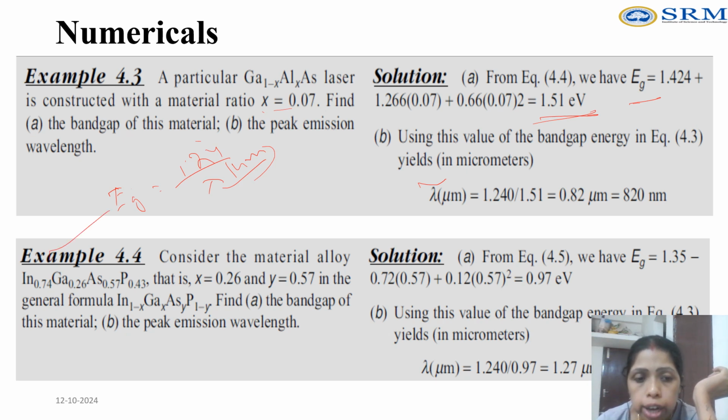The same way you can also solve this equation, that is for x, this different equation. Here x is also given, y is also given. So there is a relationship between y and x, and again there is one relationship between x, y and the Eg. So from these two equations you can get the value of Eg, and again Eg is equal to 1.24 by lambda. By using this equation you can get the emission wavelength. So I am not elaborately describing this here.